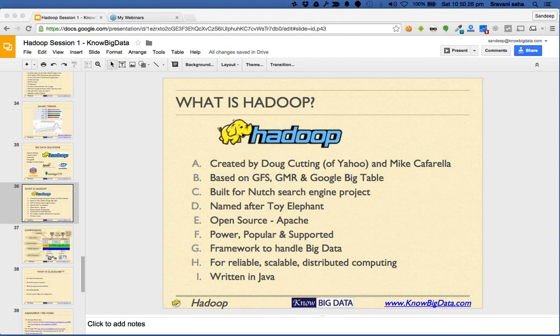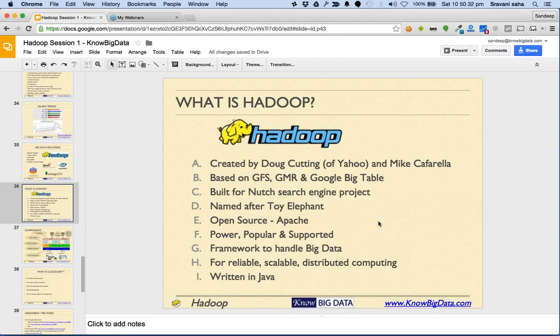And the most important thing in case of Hadoop, why Hadoop, is because of the open source license of Apache. The Apache license is probably the most liberal license.